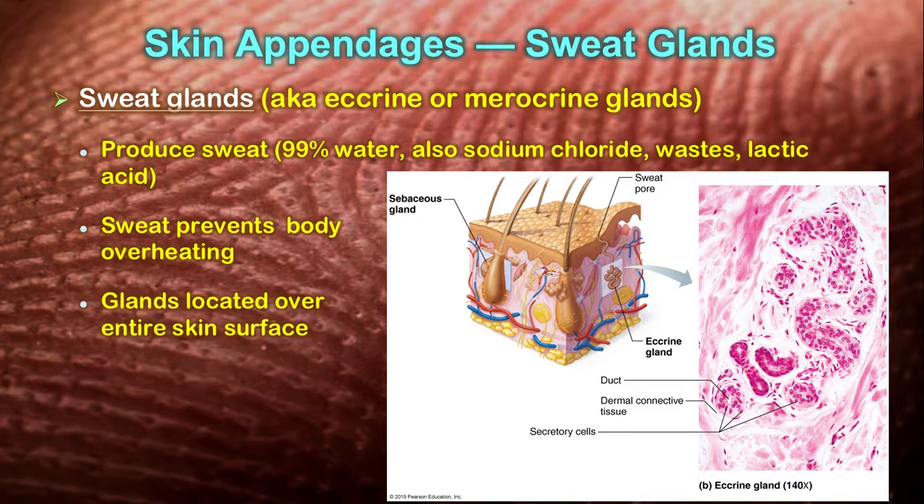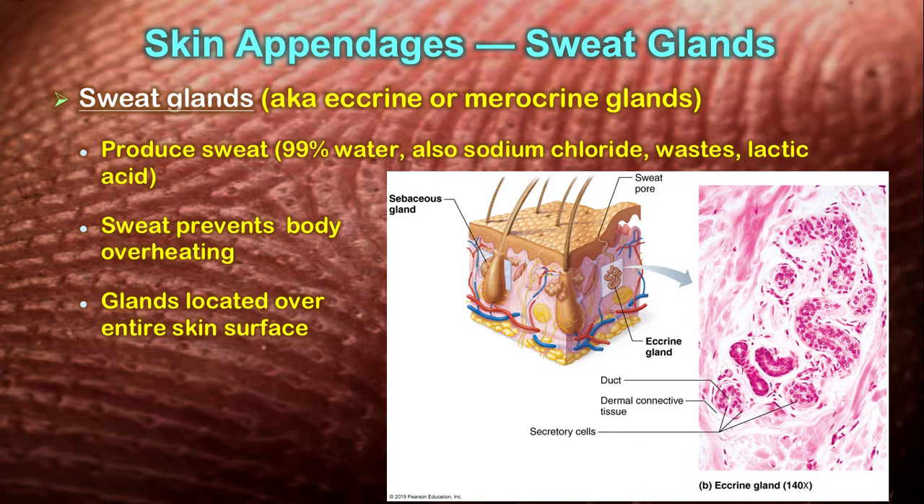Sweat glands are also known as eccrine or merocrine glands. They produce sweat. 99% of sweat is water. There's also sodium chloride, or salt, that comes out, and some waste and lactic acid as well. But the majority of it is just water. The purpose of sweat glands is to prevent body overheating, so it cools you through evaporative cooling. It brings heat away as it evaporates.